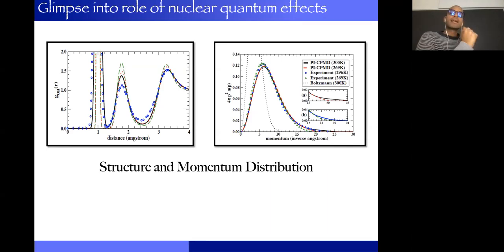The second thing is on the momentum side. So in the classical world, the momentum, the velocities of the protons, obeys a Maxwell-Boltzmann distribution. Okay, classical. And what you see here are experimental measurements from neutron scattering. I'm not going to tell you anything about the PI CPMD. This will come later, just the experiments for now.